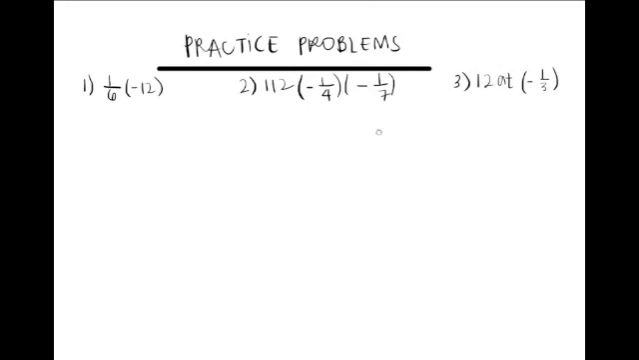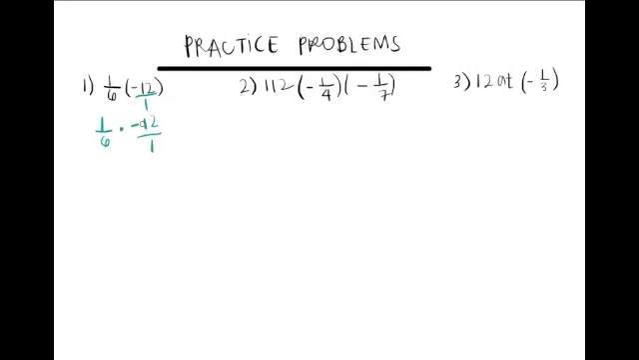And here we go. So number 1, 1/6 times negative 12. I see here I have this negative 12 and it doesn't have a fraction, so I'm going to make it a fraction. And just to clear up any confusion, when you make your own fraction like this and put it over 1, the number always goes on the top. The 1 always goes on the bottom. Okay, so essentially I have 1/6 times negative 12 over 1.